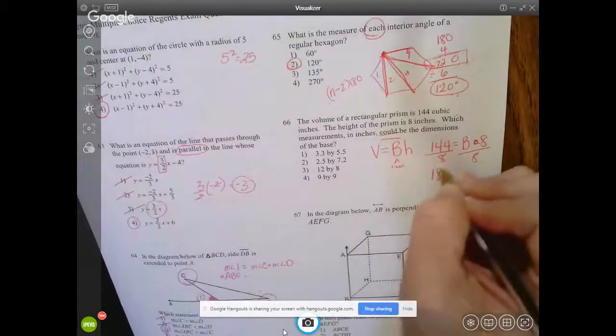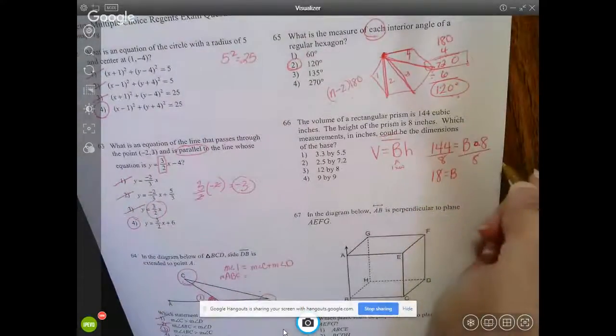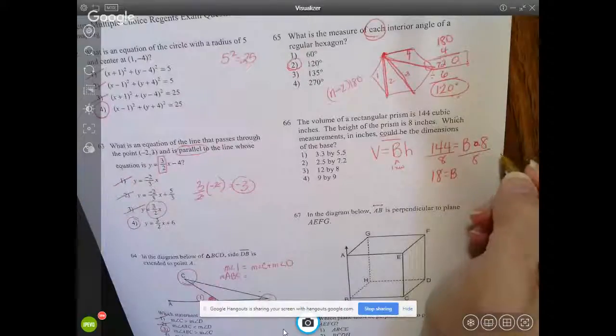Where did you get these equations from? That's on the formula sheet. That one's on the formula sheet.